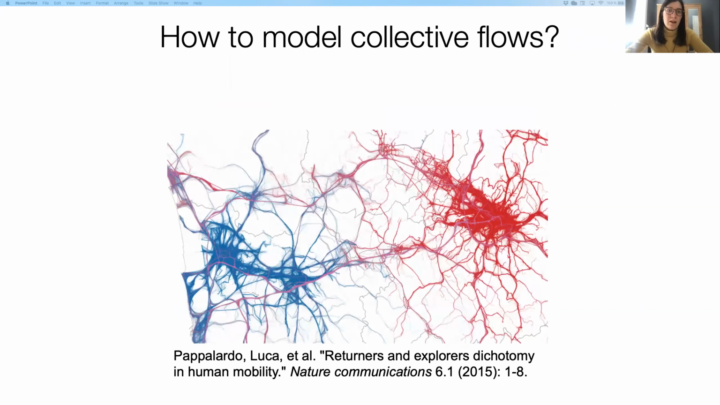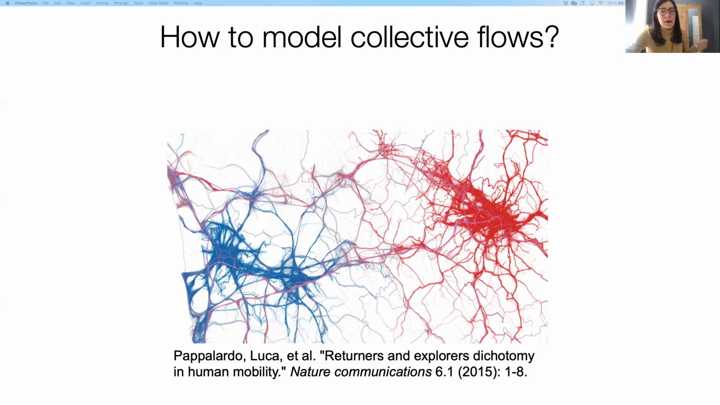The ultimate goal, especially from the application perspective, is to understand collective mobility flows. Here is a nice picture taken from a paper by Pappalardo et al. This is not mine, where they model urban flows in Italy, and you can see these beautiful maps of moving human beings. This is what we want to understand: where people go, how do they get there? We are interested in aggregated mobility, especially for applications. We're interested in how many people move.